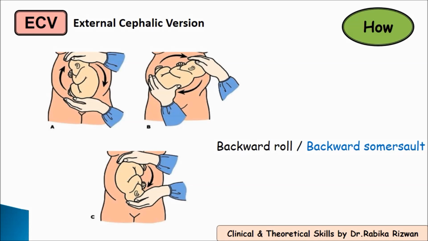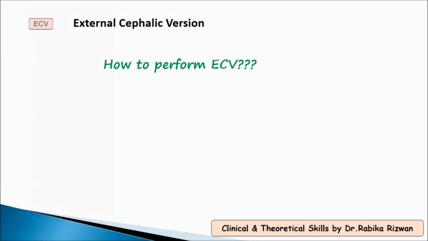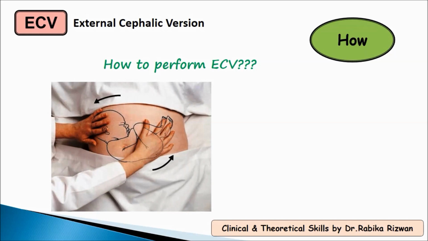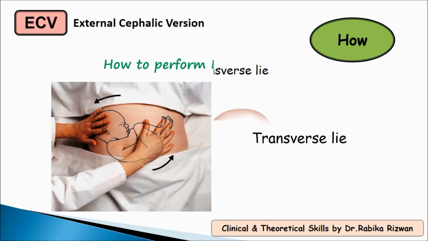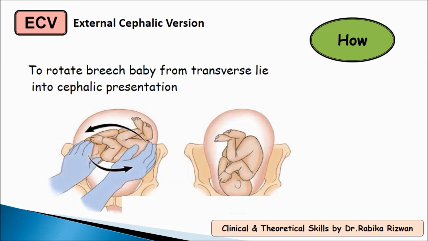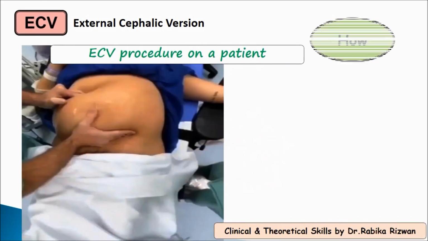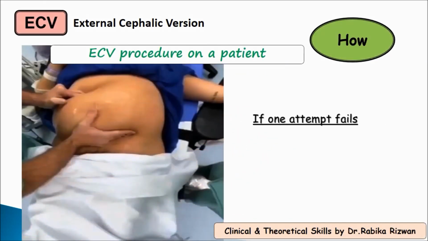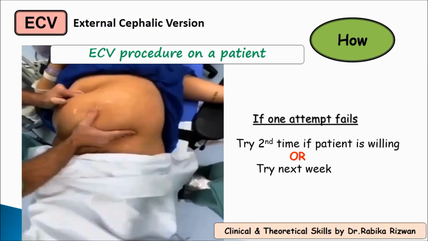You can also perform external cephalic version if the baby is lying in a transverse position, and in fact it is comparatively easier to perform ECV with a transverse lie. And it would be the same procedure. After applying gel liberally, you need to gently rotate the baby towards a head down position. And here in this picture, external cephalic version is actually being performed on a patient.